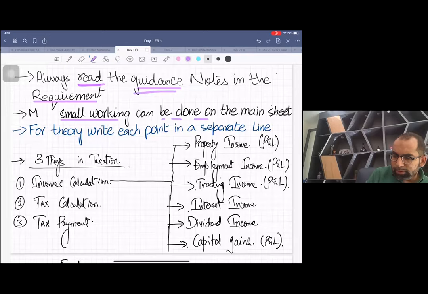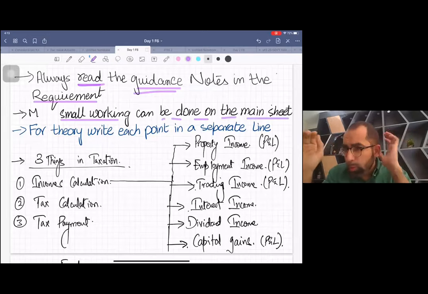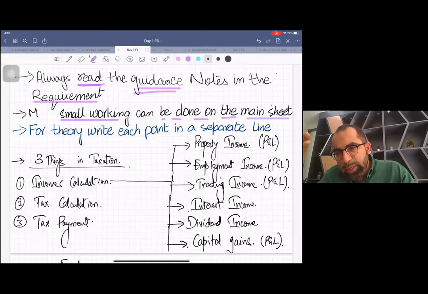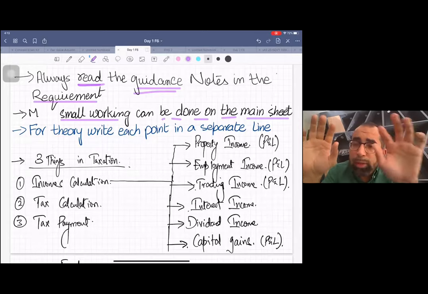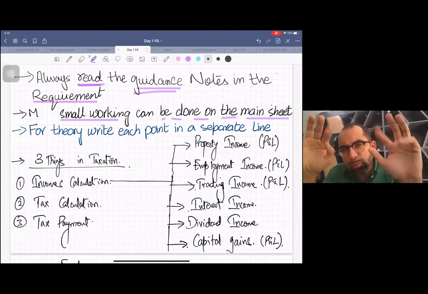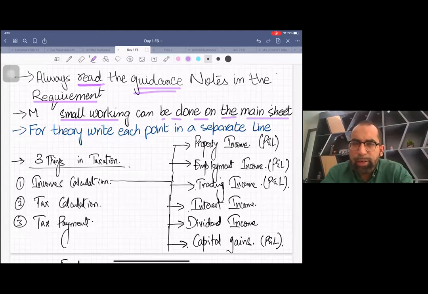Now, small working can be done on the main sheet. Yes, when you are doing the last 40 marks. Some students, if they don't have time, for example, if you are on the last 40 marks and you are running short of time, there is no need to do separate working for each and every item. You can do some workings on the main sheet in the brackets. Okay, right?